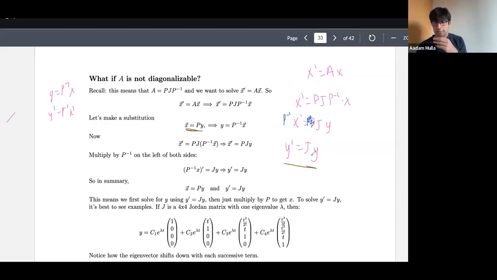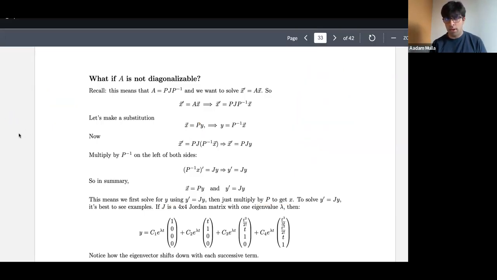So the idea is that in order to solve for x, we're going to split it into two steps. First, we introduce this y, and we solve y prime equals Jy using the Jordan canonical form. Then, once we solve for y, all we have to do is multiply by P to get our solution for x. It says it right here. First, we solve for y using y prime equals Jy. Then we just multiply it by P to get x.